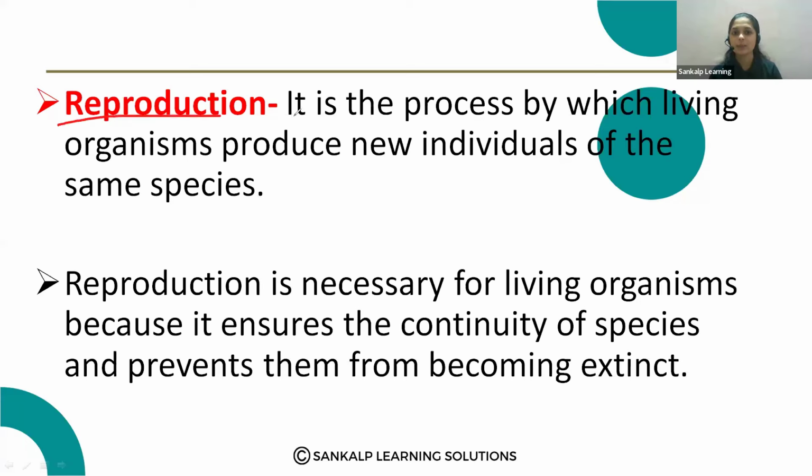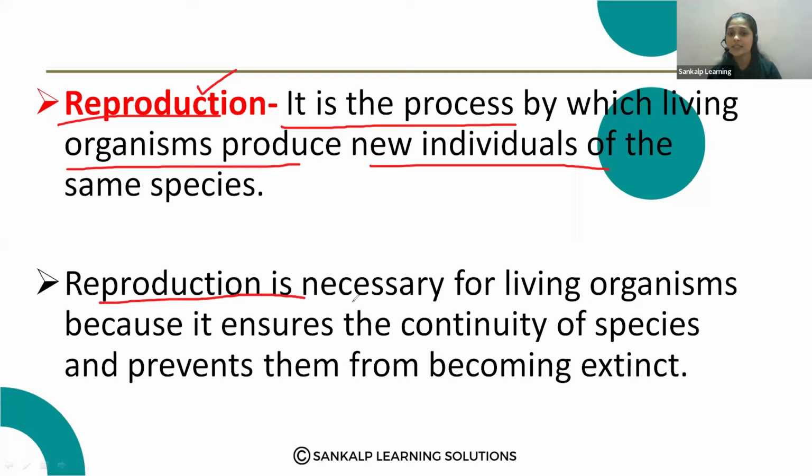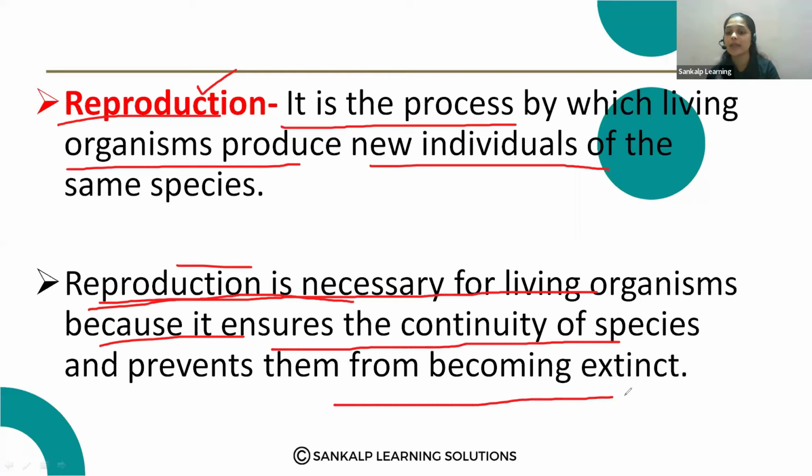So first thing is reproduction. It is the process by which living organisms produce new individuals. They produce new individuals of the same species, not other organisms. So deer produce new individuals that are similar to deer. Reproduction is necessary for living organisms because it ensures the continuity of the species. It means it prevents them from extinction.